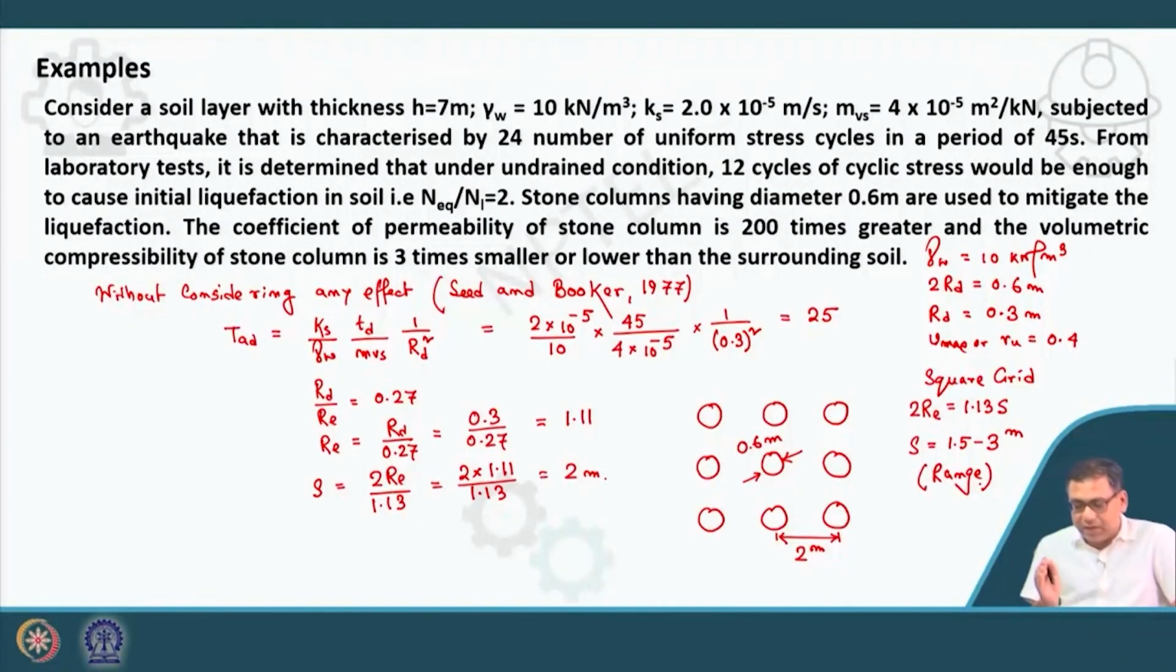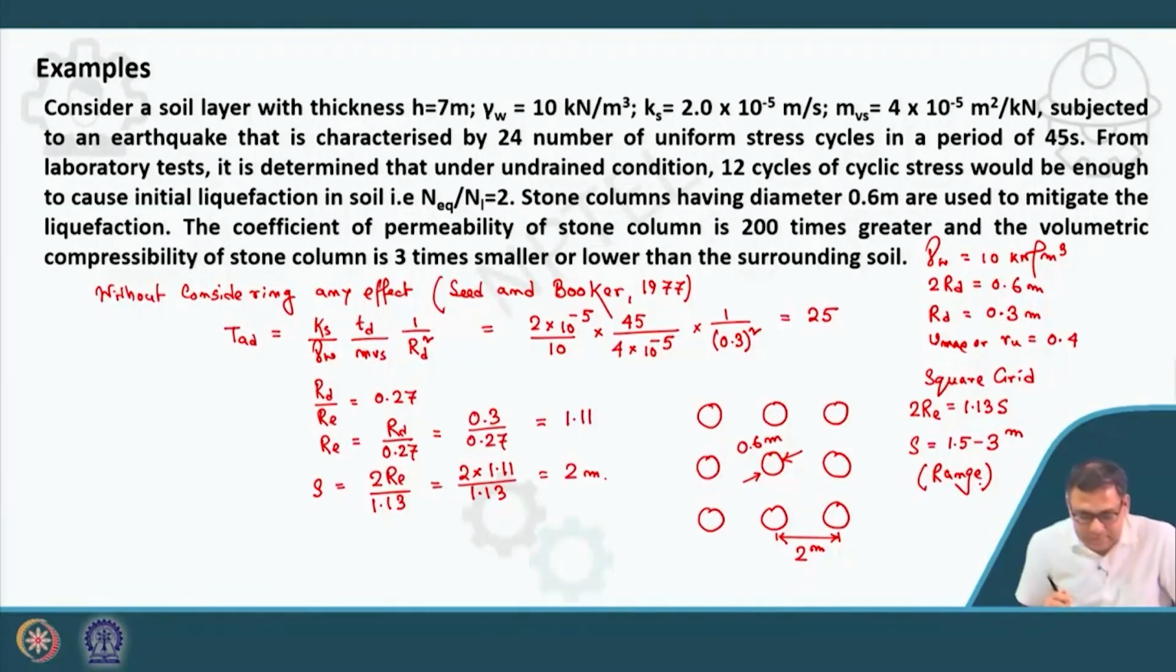So that means, if we consider this Seed and Booker approach, based on their chart we are getting, for a stone column diameter of 0.6 under a square grid, under this condition we have to provide a spacing of 2 meter.